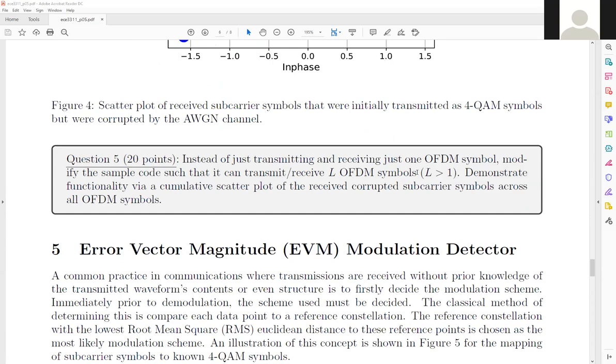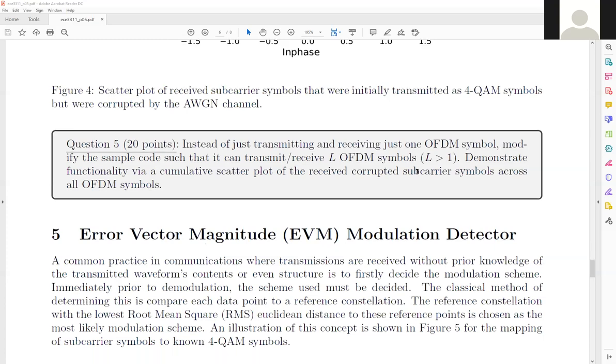Then the next question is I want you to make this an OFDM transmitter receiver that you can send 1,000, 10,000, a million OFDM symbols. So now you've got to figure out how do you communicate a stream of OFDM symbols across, using the exact same code, but of course you're going to have to modify it. So that's question 5. So a lot of fun.